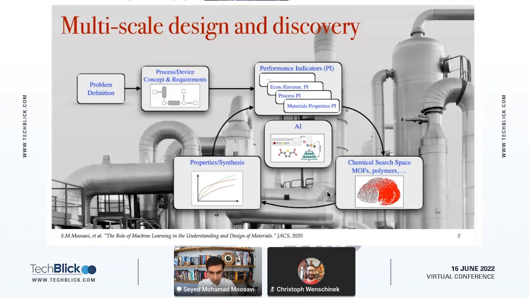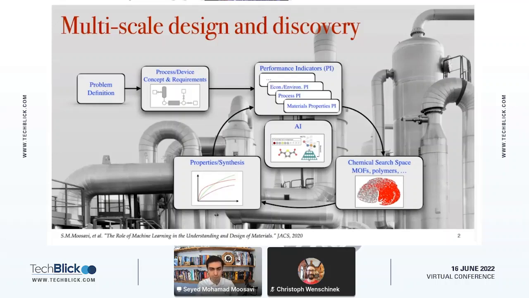And in my talk, in the next 15 minutes, I will talk about two examples of how AI is helping us to do this process in a much more efficient way, by giving two examples: designing materials for carbon capture applications, and another example about material synthesis.